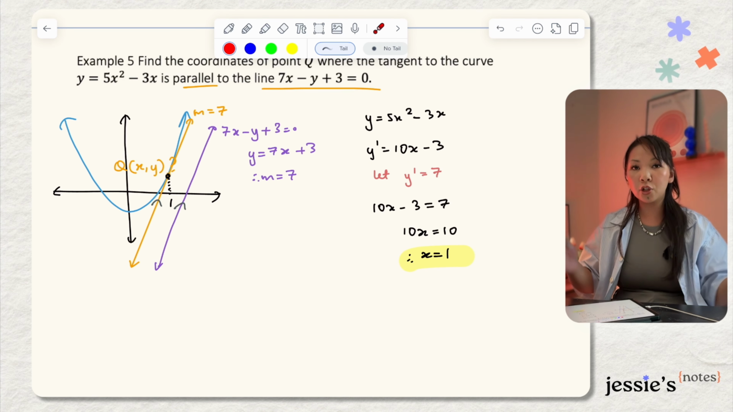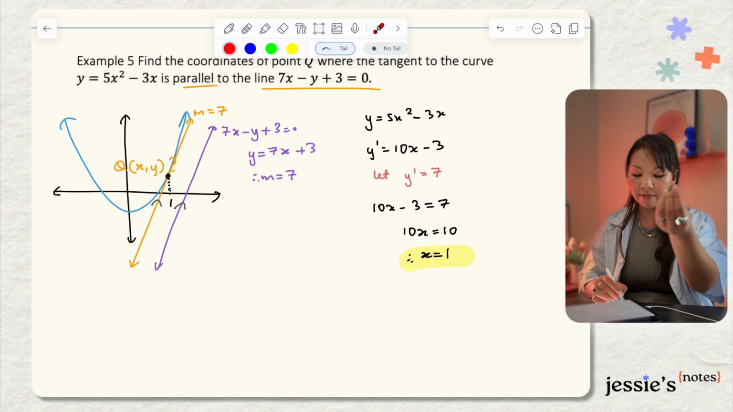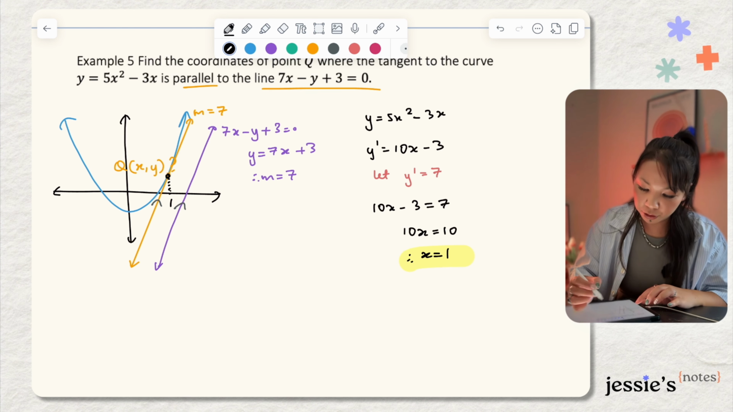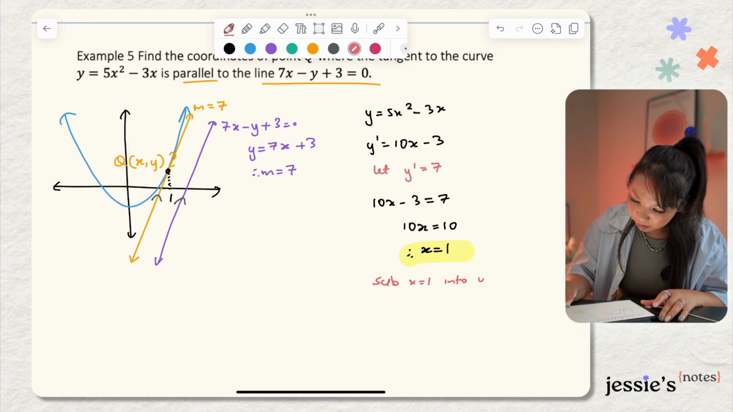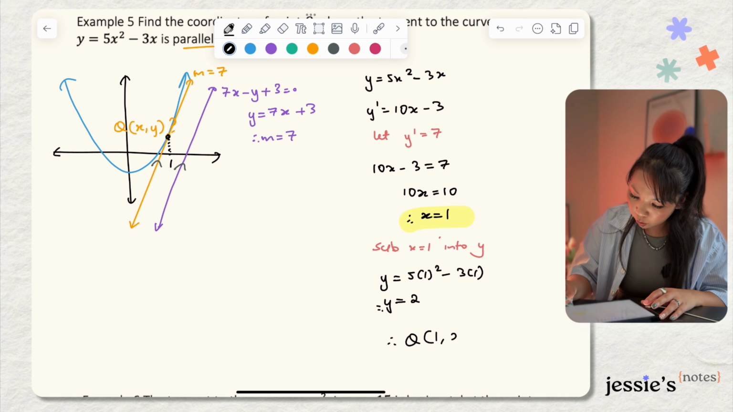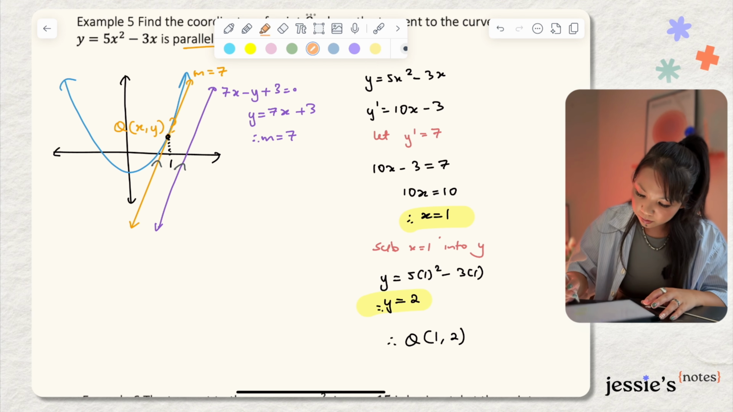And remember, our big picture goal is to find the coordinates of Q. So we have the x. How do we find the y? Well, you plug that x into the original y function. So that's just going to give us 2. Therefore, Q has coordinates (1, 2).